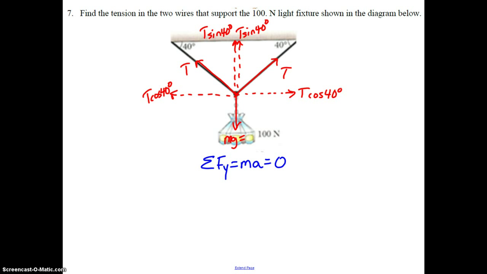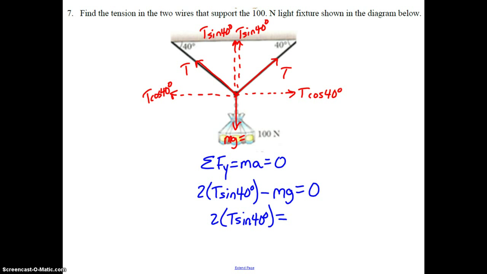The light fixture is not accelerating, and so our summation could look like 2 times T sine 40, since we have two components up, minus the weight down, equals 0. So 2 times the quantity T sine 40 equals the 100 newtons. Solve for T, and you should get 77.8 newtons to 3 digits.